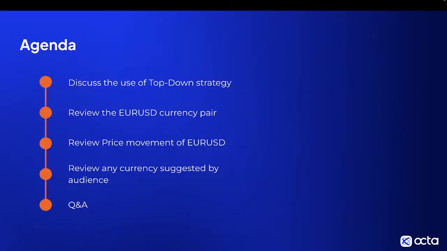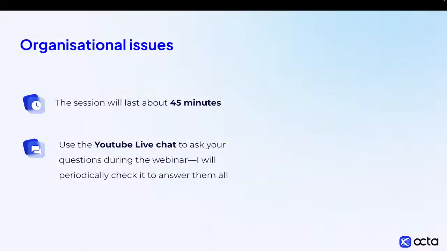So in today's agenda, we will be discussing the use of the top to bottom strategy. We will review the EURUSD currency pair and its price movement. We will equally review any currency suggested by the audience. And most importantly, we attend to the questions and answers.